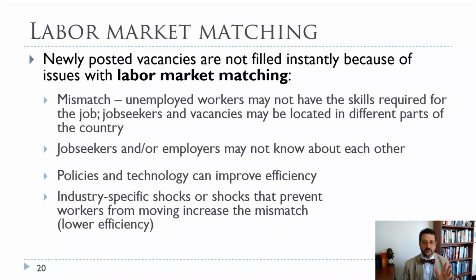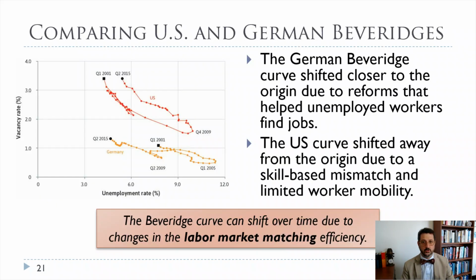And then, of course, we can get different shocks, right? We can get different regional shocks or industry-specific shocks that make it difficult for workers to find jobs for which they are well suited. And so, coming back to the U.S. and German Beveridge curves, right? The German Beveridge curve may have shifted closer to the origin, shifted down a little bit because they made some labor market changes around this time period that made it easier for unemployed workers to find jobs. Whereas the U.S. curve shifted up, right? That's what we talked about.